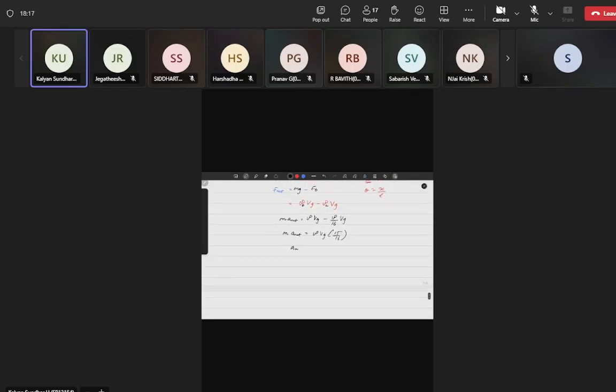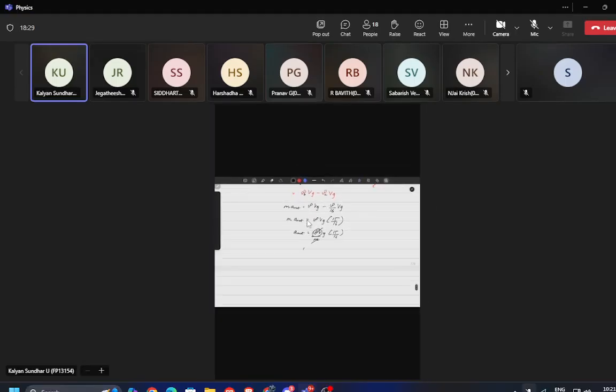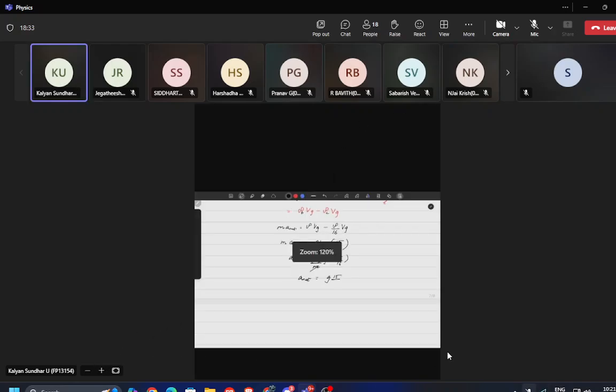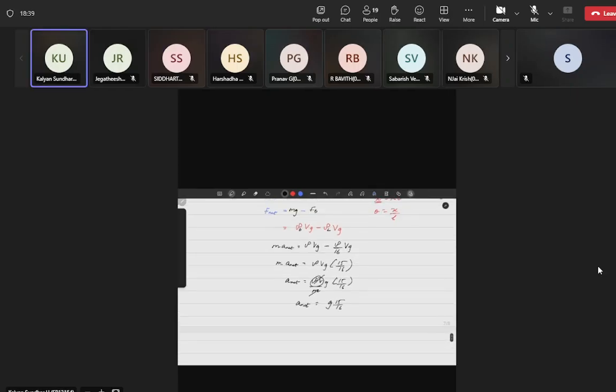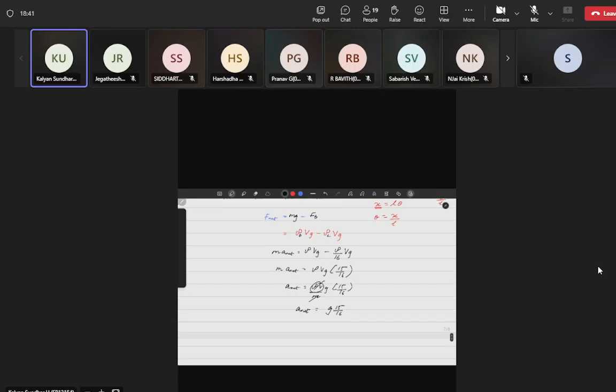So a net will be equal to rho V g times 15 by 16, and rho into V is nothing but your mass. So in here also m is there, so this and this get cancelled out. So your a net will be equal to g times 15 by 16. Correct? This is your a net value. A net is nothing but your net acceleration.